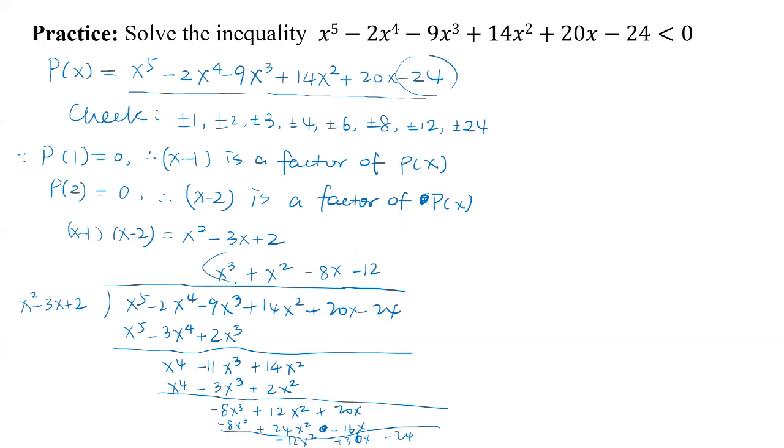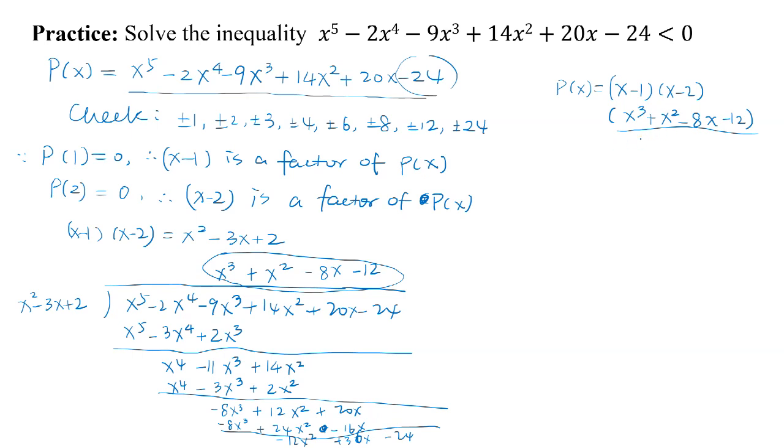Okay, so now we know that the other factor is x cubed plus x squared minus 8x minus 12, right? So basically p(x) is (x minus 1) times (x minus 2) times (x cubed plus x squared minus 8x minus 12). Again, let's use the factor theorem and the integral zero theorem to find all the factors of the latter part.